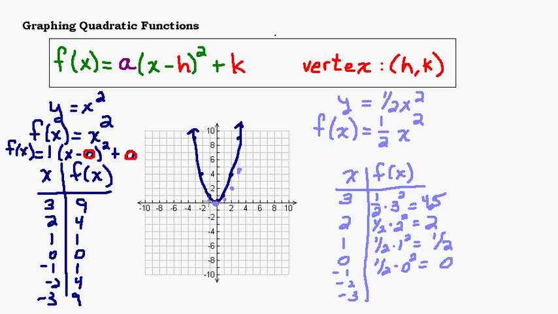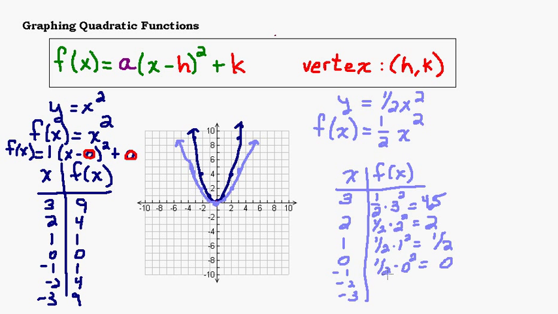So -1 is also going to be up 1/2. -2 is going to be up 2. And -3 is going to be up 4.5. So we get a slightly wider parabola than we had with y equals x squared. This a value, being a fraction, creates a wider parabola. And we could experiment with 1/3 and 1/4 and 1/5 and look for some patterns by building these tables.